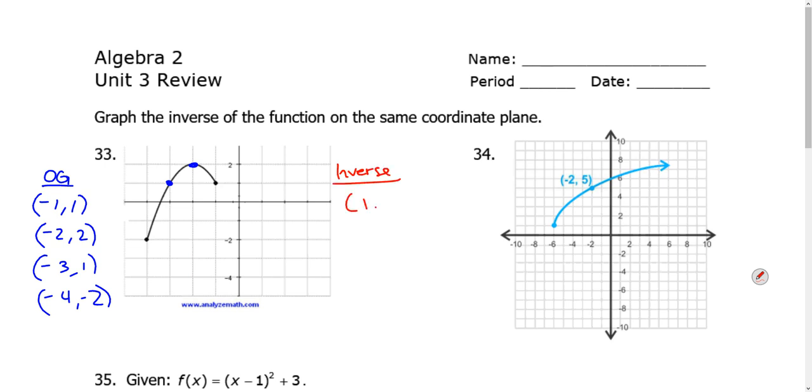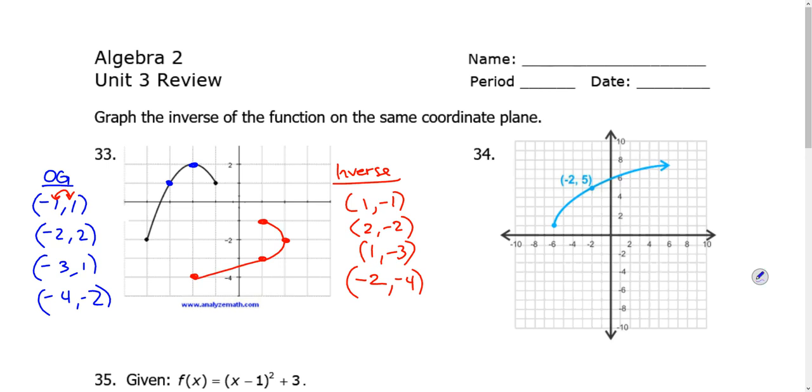So it's 1, -1. And by the way, I'm not just changing signs. I am literally switching the order of the numbers. So this is 2, -2, 1, -3, and then -2, -4. So we regraph. 1, -1 is here, 2, -2, 1, -3, and then -2, -4. So we get the shape that goes kind of like this.